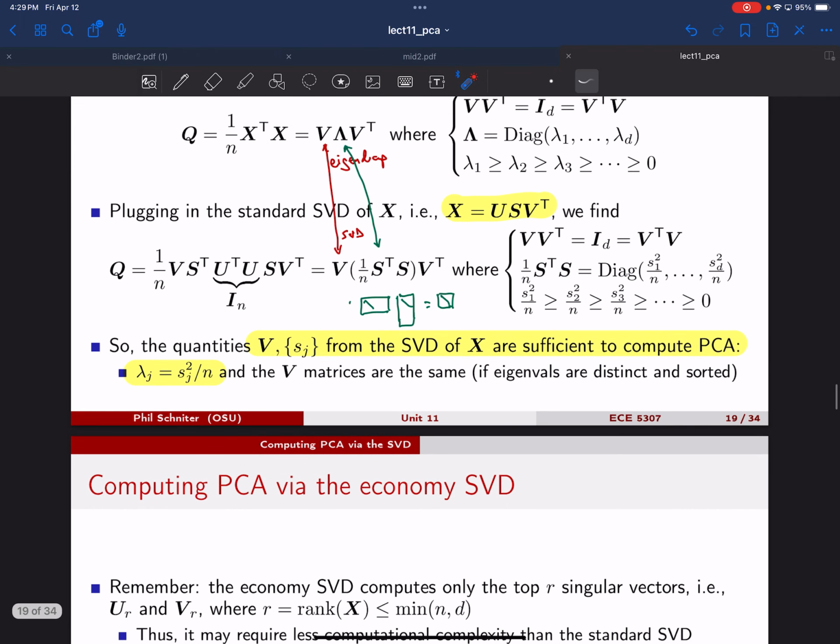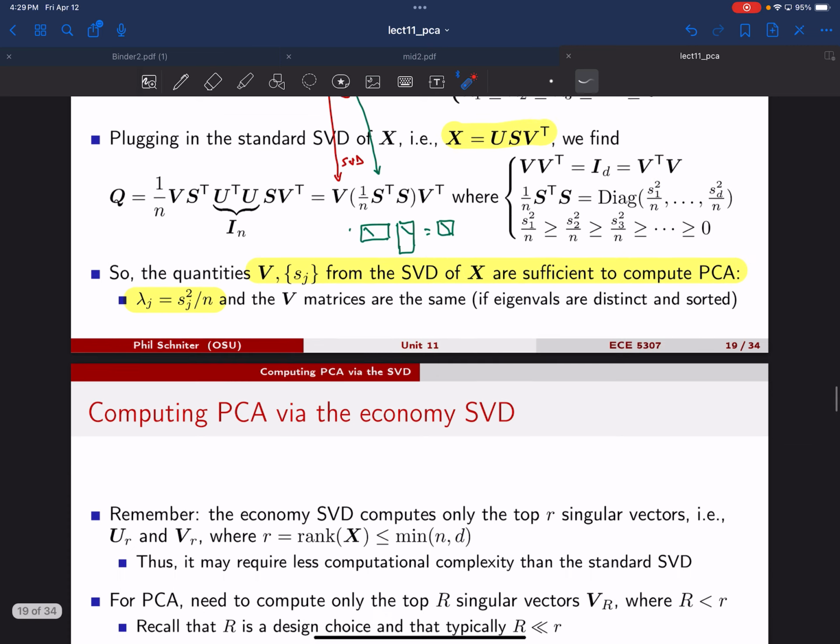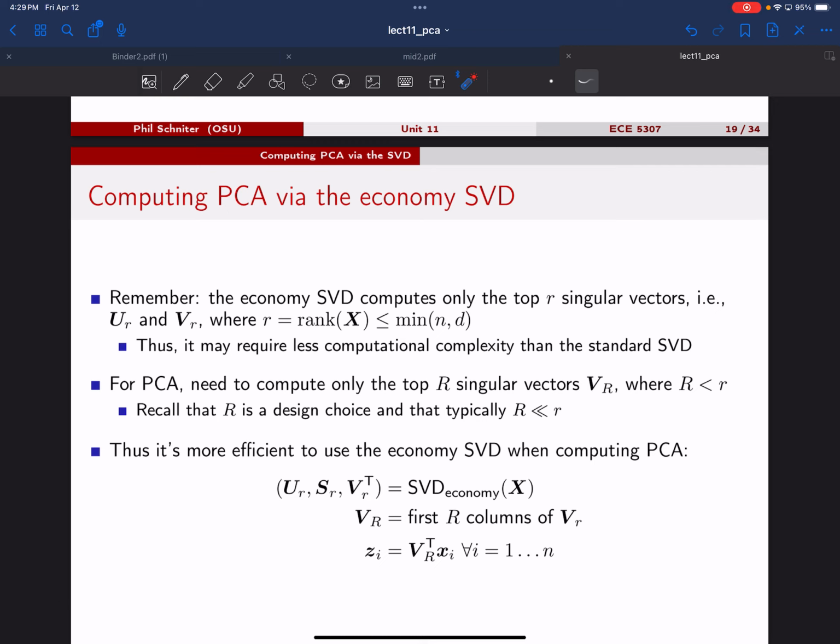So essentially, the economy SVD just gives us the first little r. So if r is the rank of X, then the economy SVD gives us these quantities. It gives us the first little r columns of that orthogonal matrix V. And we are going to take, in most cases, just a few of those. So usually, for PCA, the rank of our approximation is going to be much smaller than the rank of the matrix X. So we just take the first R columns of what the economy SVD gives us, and essentially that's enough.